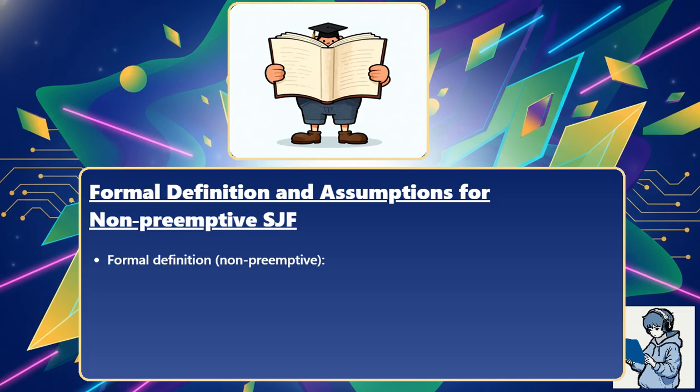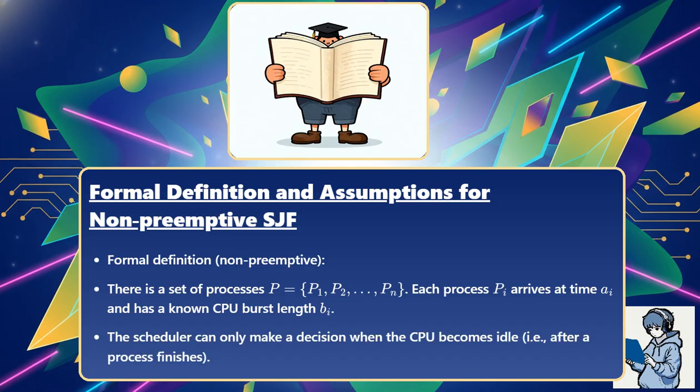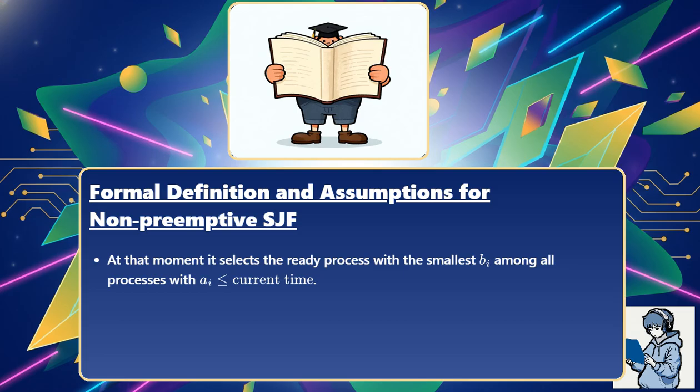Formal definition: non-preemptive. There is a set of processes P equals {P_1, P_2, up to P_n}. Each process P_i arrives at time a_i and has a known CPU burst length B_i. The scheduler can only make a decision when the CPU becomes idle, that is, after a process finishes. At that moment, it selects the ready process with the smallest B_i among all processes with a_i less than or equal to current time.